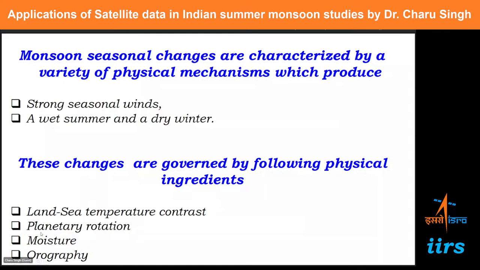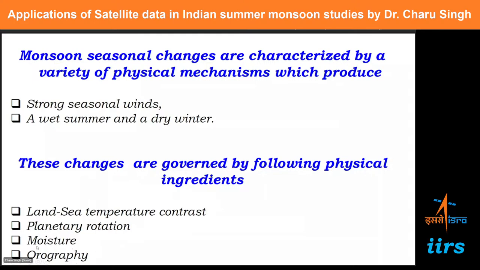Planetary rotation is also a very important component because Earth rotates on its axis, and this rotation actually introduces a swirl in the wind direction. Therefore, we observe the southwesterlies during the monsoon season. The important ingredient for the rainfall is the moisture. And Indian land region is surrounded by the seas, Bay of Bengal and the Arabian Sea. Therefore, we have a source of moisture around the Indian subcontinent.